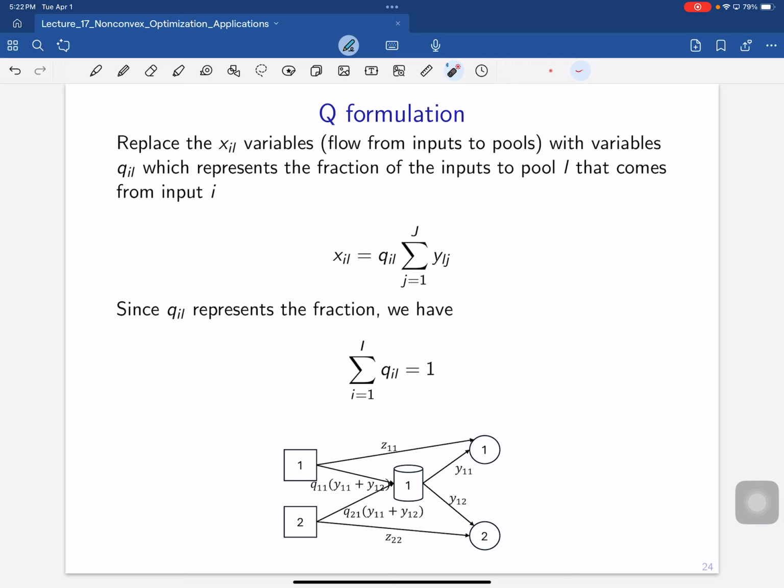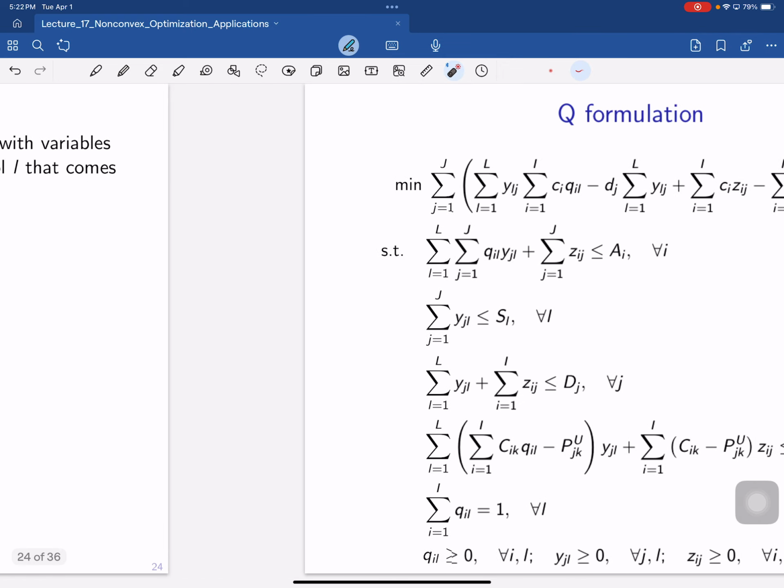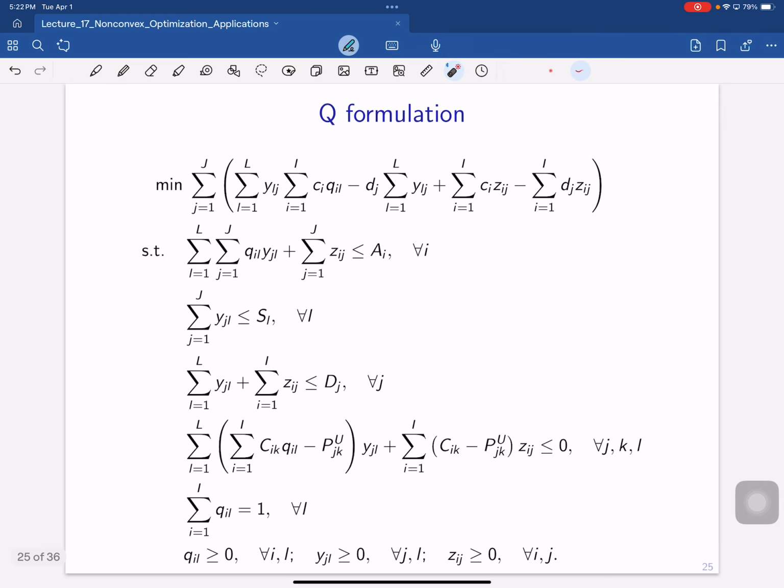Then the idea is you will replace all the X_IL in the P formulation by this Q variable. Then you don't need the concentration type of variables anymore, since you are keeping track of the input flow. So with that, you arrive at this Q formulation, where, as you can see, the X variables are replaced by this Q times Y type of variables here. Then you make some corresponding changes and get the Q formulation.